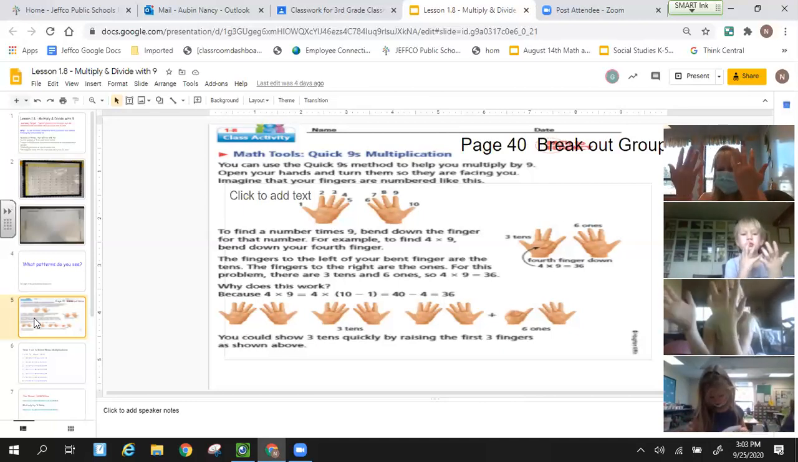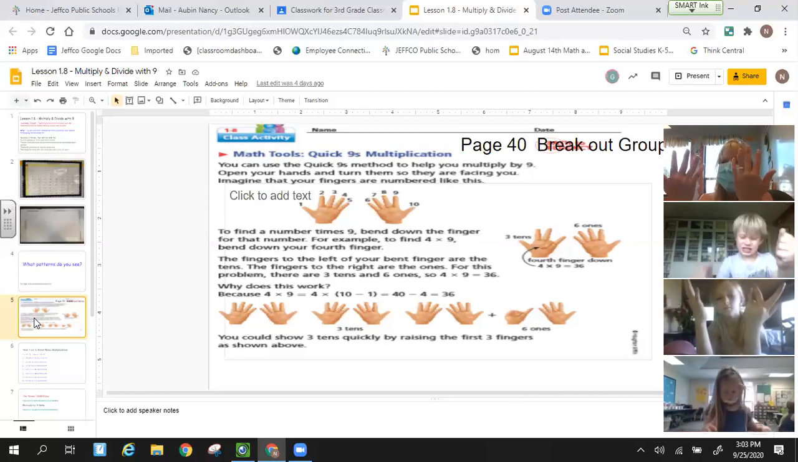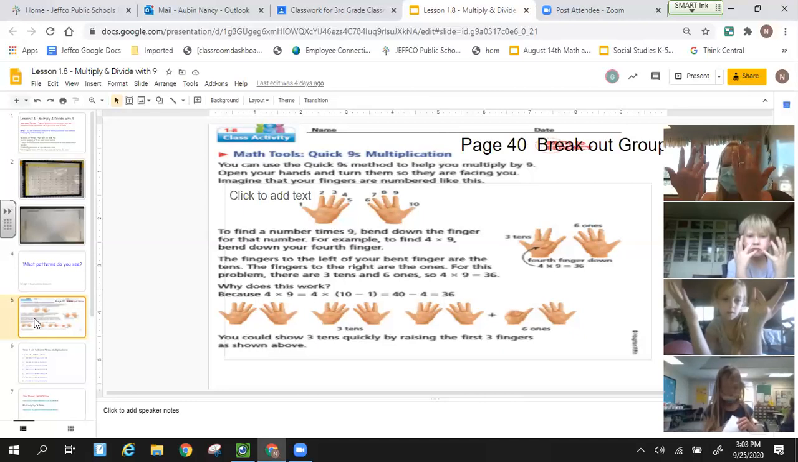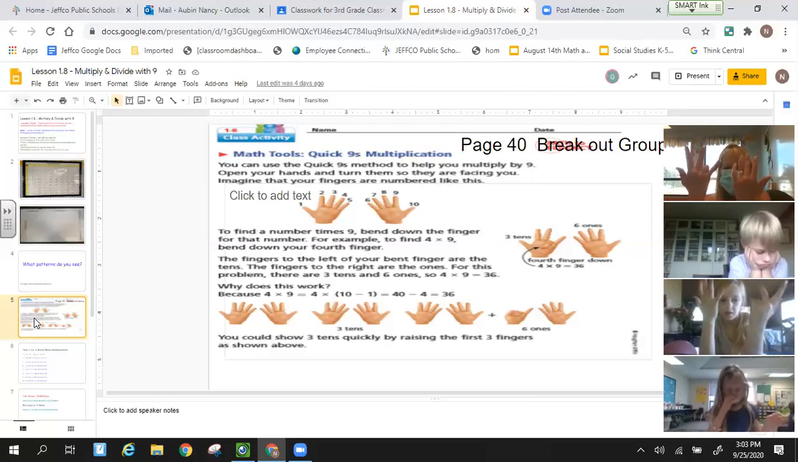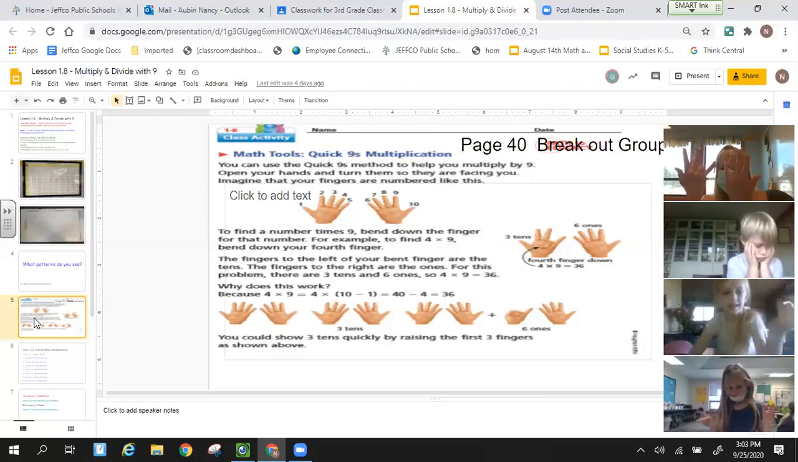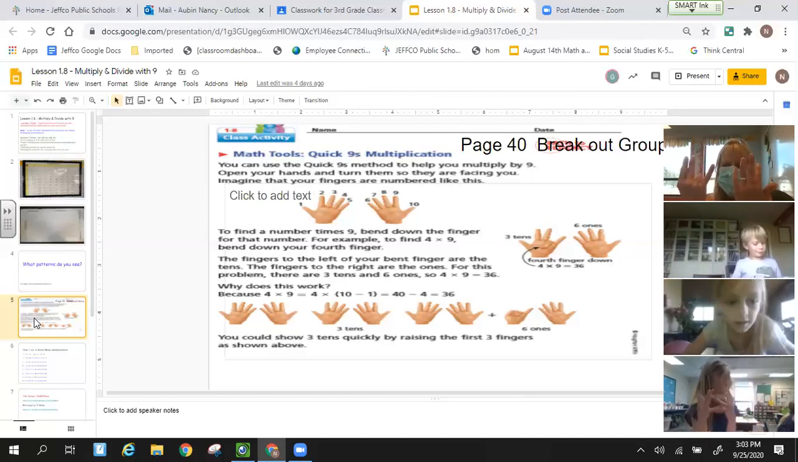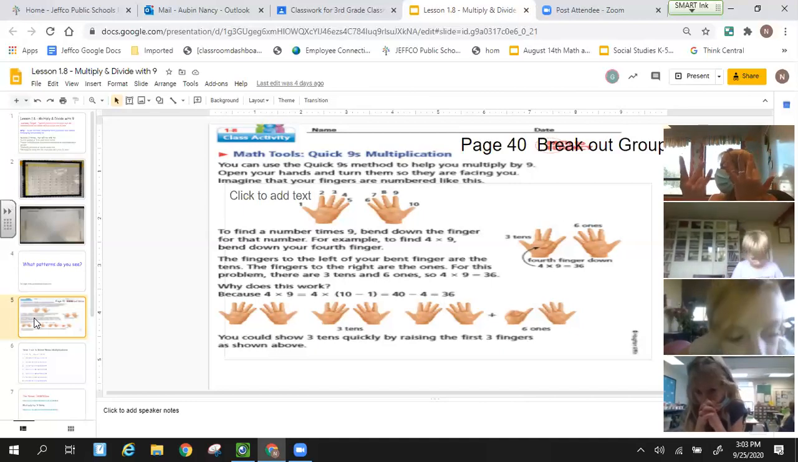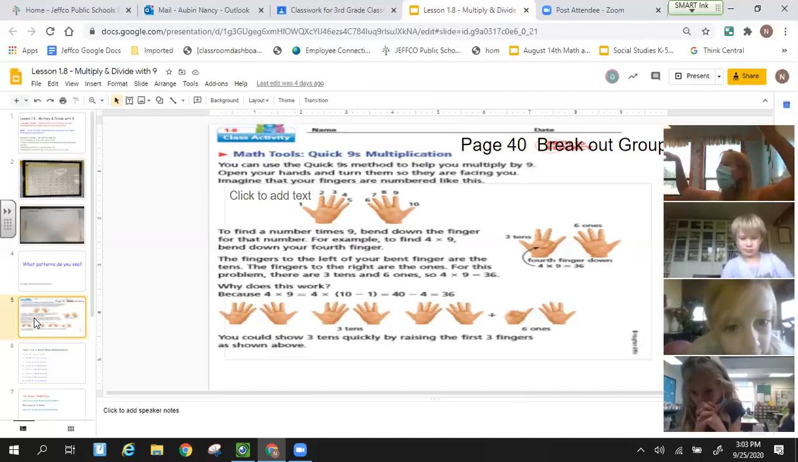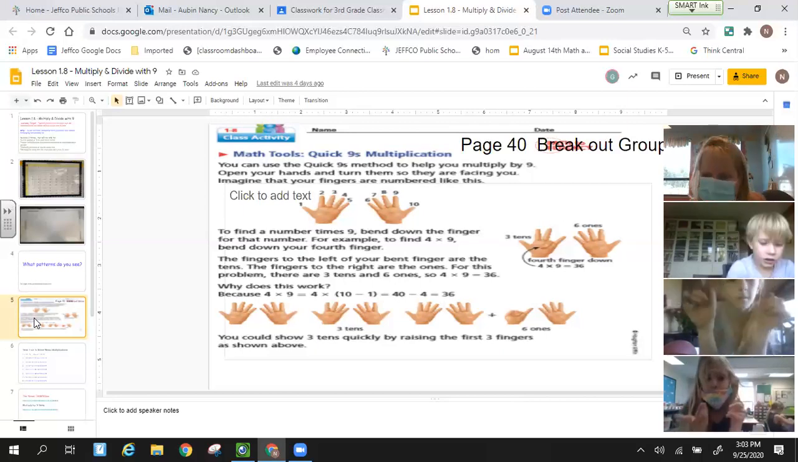All right. 7 times 9. Ooh, my fingers. Okay, we're going to put our 7th finger down so we can find out what 7 times 9 equals. 1, 2, 3, 4, 5, 6, 7. How many fingers are to the left, Haley? 6. And how many to the right, Haley? 3. 63. Woo! Good job. 7 times 9 is 63. Shake them out.